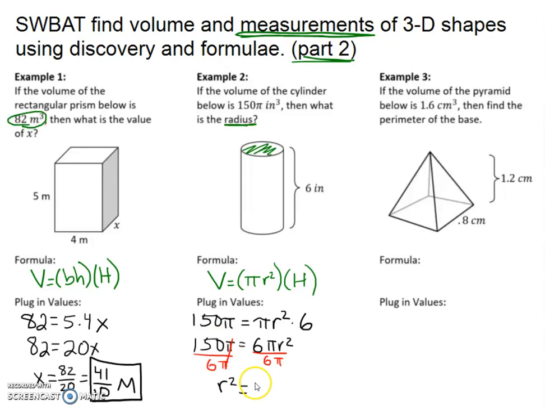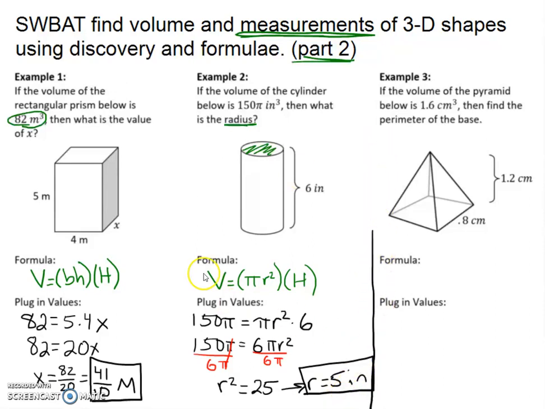So we get r squared is equal to 25. And then the next step would be to square root both sides to get r by itself. I'm a little out of space, but hopefully you still have space. And we get that r is equal to 5. This is measured in inches. So that is our missing radius.